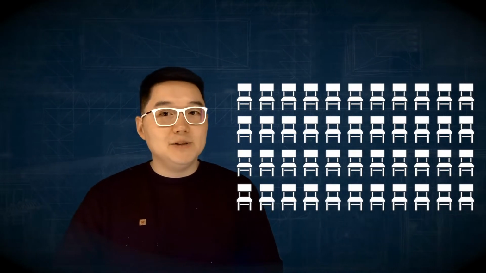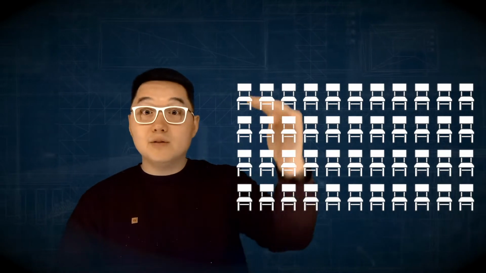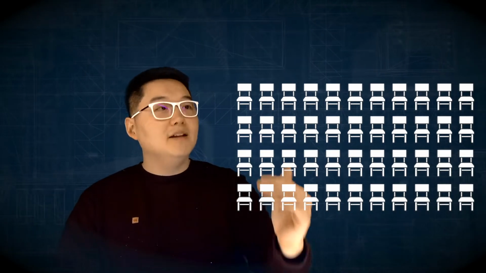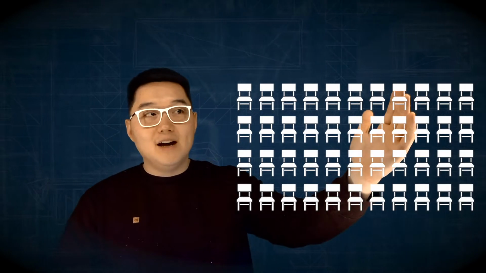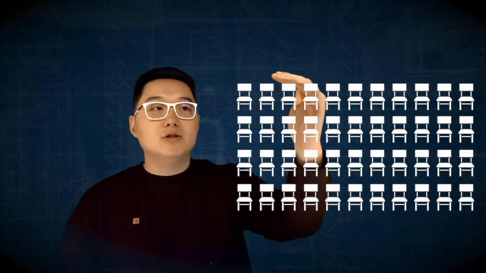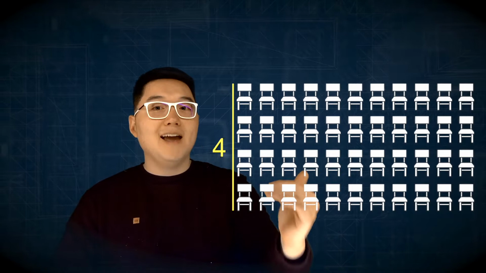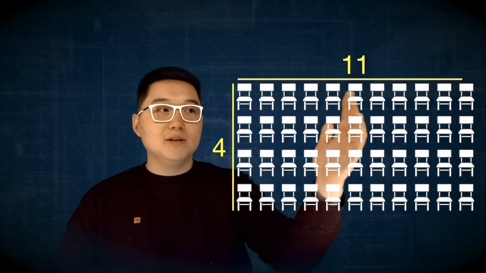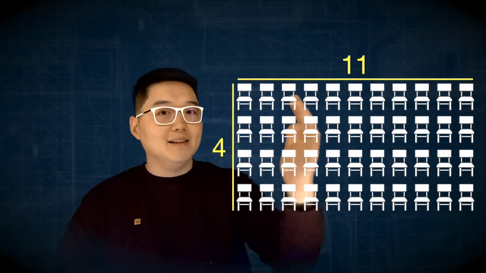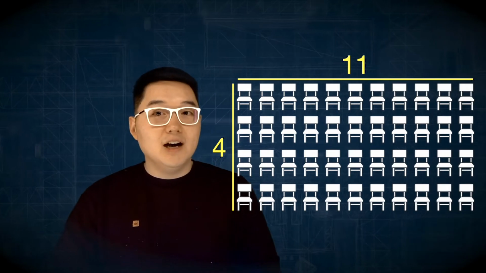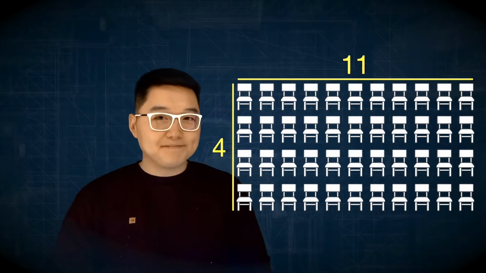Well, one way to do this is to find the total number of rows times the number of columns. Now for this seating diagram, there are a total of 4 rows and 11 columns. So if you multiply 4 by 11, you get a grand total of 44 chairs.